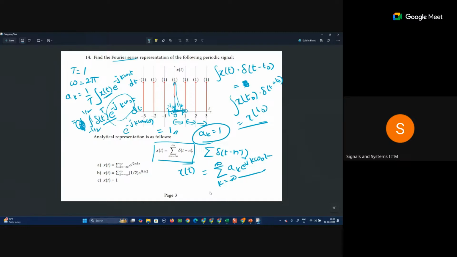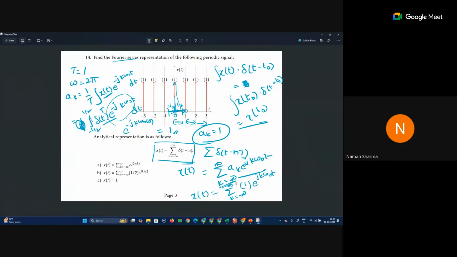So we'll be substituting in this x of t, which will be equal to the summation of x_k from minus infinity to infinity of 1 into e power j k omega naught t. Ma'am, is this valid for any interval? I think it is valid for only minus infinity to infinity.